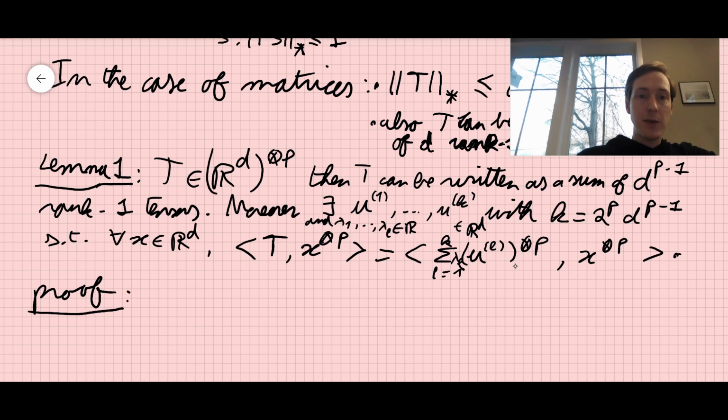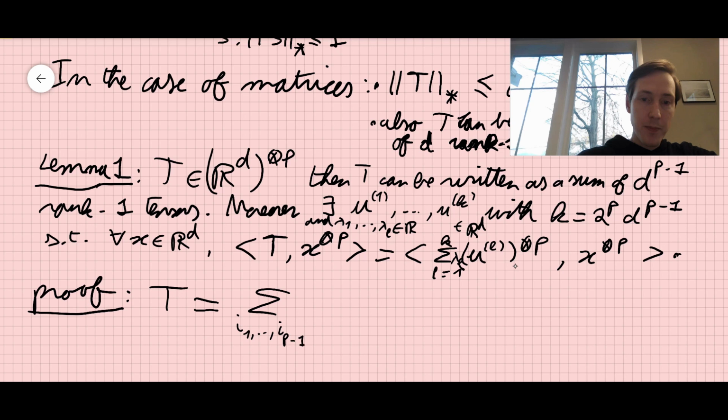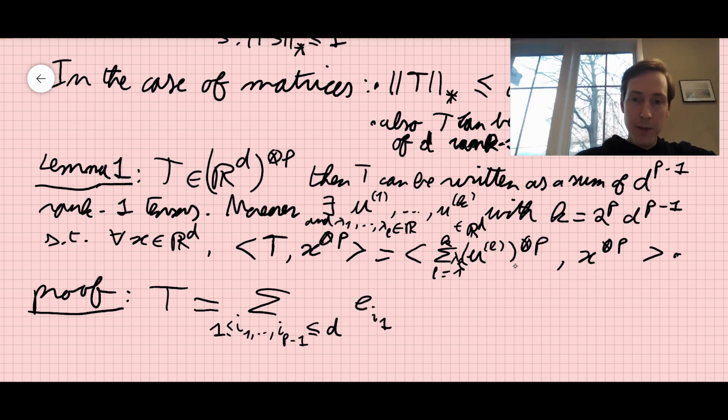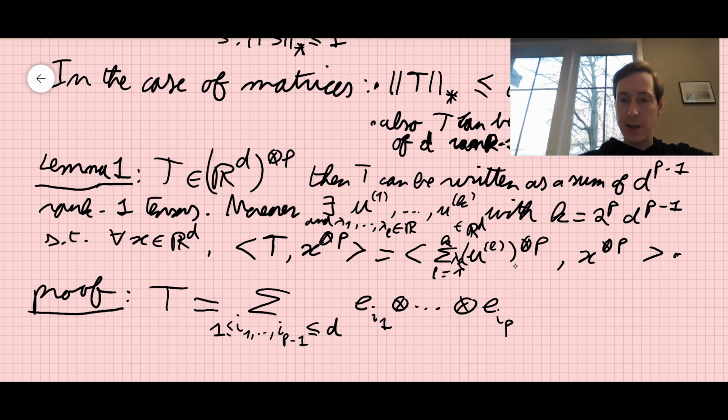So I claim that the first claim is completely trivial. Why is that? Well, I can just write it like this. T is the sum for i1 up to i_{p-1} between 1 and d. So I will just leave one index free, of what? Of e_{i1} tensor product with etc., tensor product with e_{ip}. So this is a canonical basis in R^d times what vector will I see?